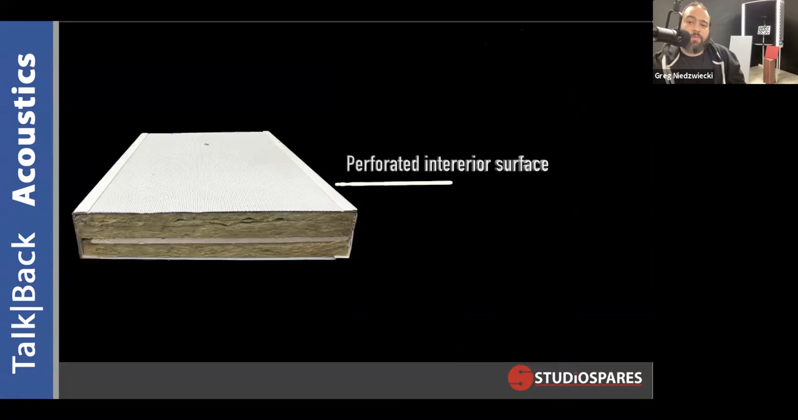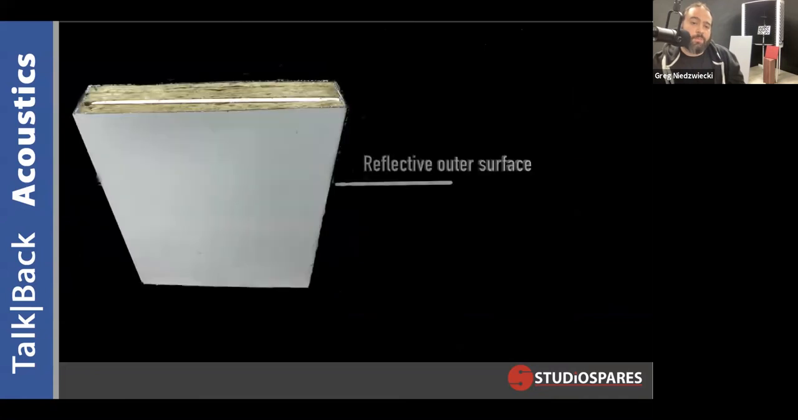There's a perforated interior surface, which allows the waveforms to pass through to be absorbed by the materials. And there's a reflective outer surface, which will reflect and reject any outer frequencies, and also reflect any internal frequencies back into the acoustic material to be absorbed before they can become a problem.